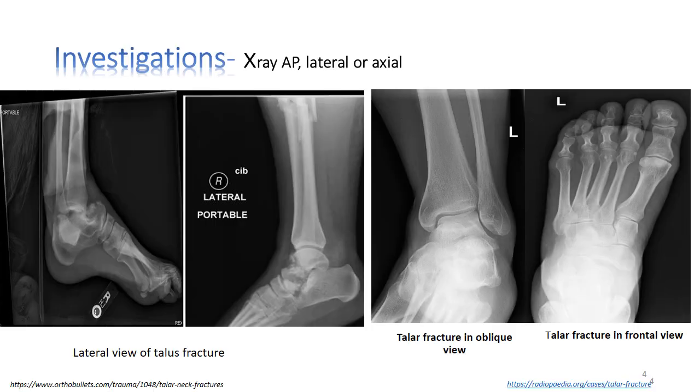For investigations of the talus fracture, the gold standard is X-ray in anterior posterior view, lateral, or axial view also. On the left side you can see a lateral view of the talus fracture. And on the other side, the talar fracture in oblique view and also the frontal view.